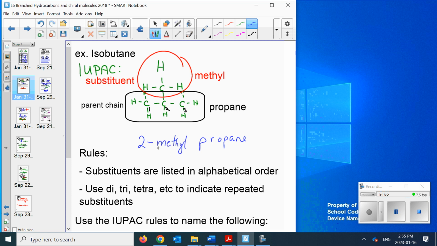Now, according to the rules, if you have substituents, attachments, they're listed in alphabetical order. So if you had ethyl groups and methyl groups in the same molecule, you put ethyl first because E comes before methyl. And you use di, tri, and tetra if you repeat. Di would mean 2 methyl groups, dimethyl. Tri, 3 methyl groups, and so on. Okay?